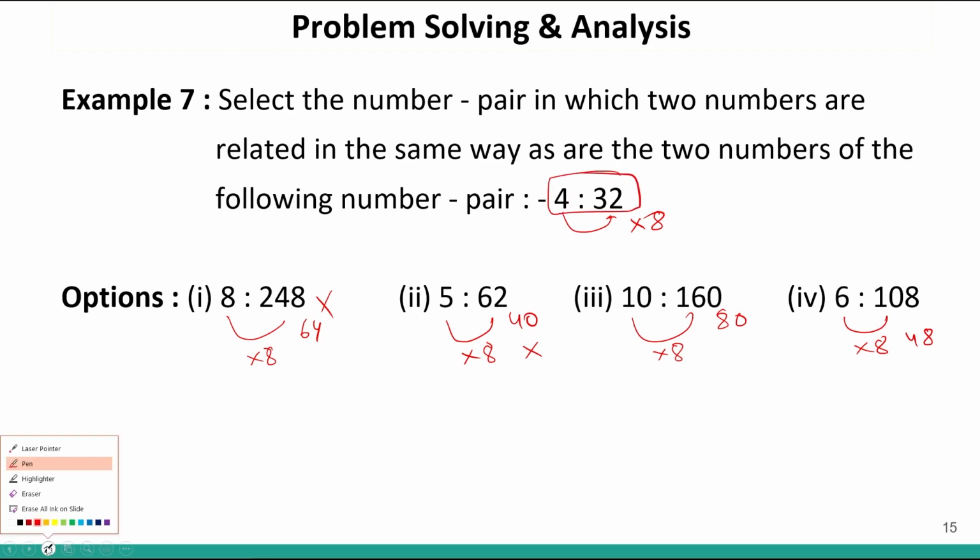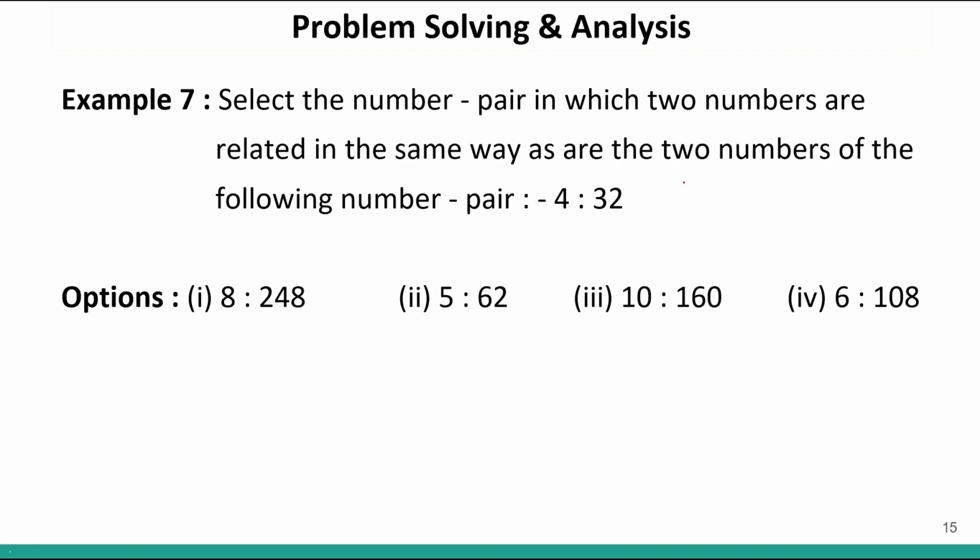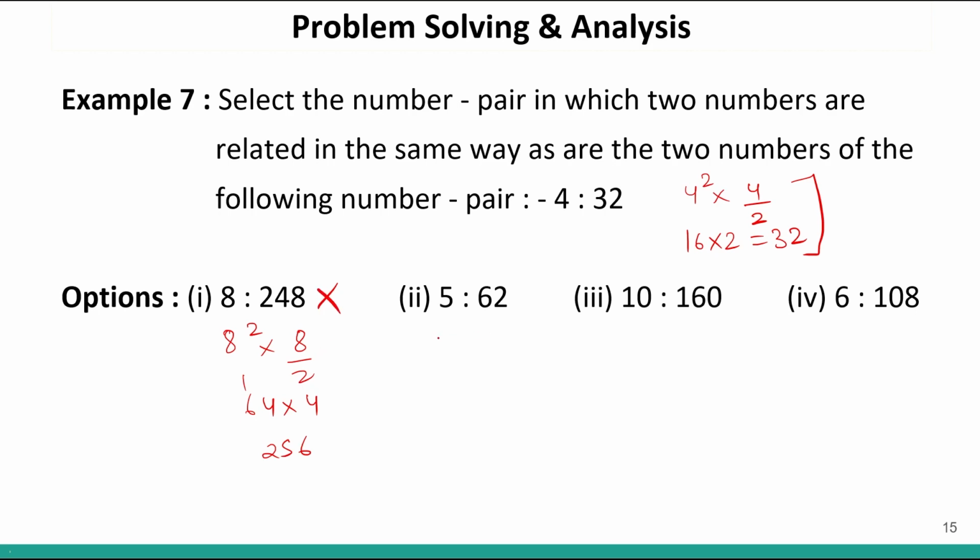So let us check. If I write 4 square into 4 by 2, this will be 16 into 2. This will give me 32. Correct? This is one logic. So let us check. 8 square into 8 by 2. So 64 into 4. This will give me 256. So incorrect. Now, similarly 5 square into 5 by 2. Again, this will give me the answer in decimal, 0.5. Right? So this is incorrect.